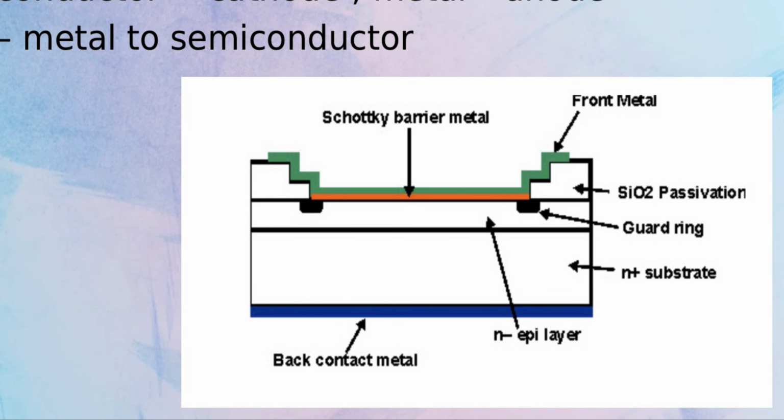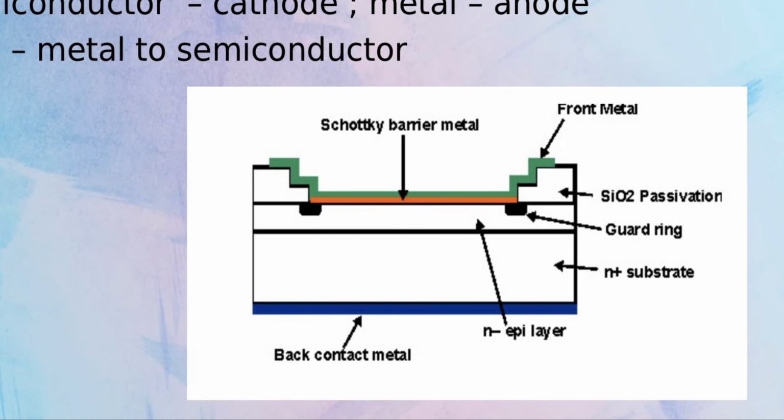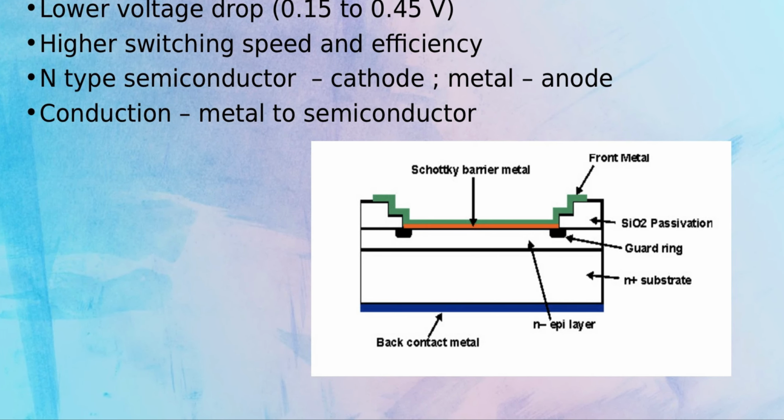So take a look at this picture. This is how a Schottky diode looks within. So this is the metal layer, and we also have silicon dioxide and guard rings to protect, and this is the epoxy layer, and this is the semiconductor, that is the N plus substrate, and at the end we also have a back contact metal for further protection.